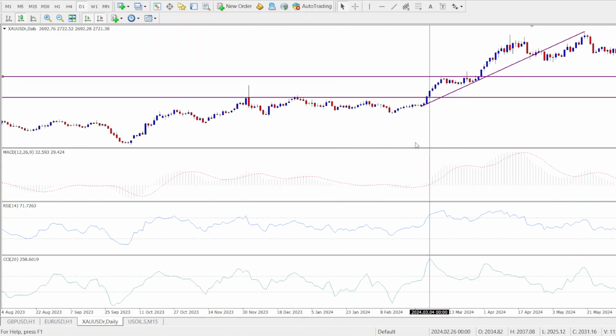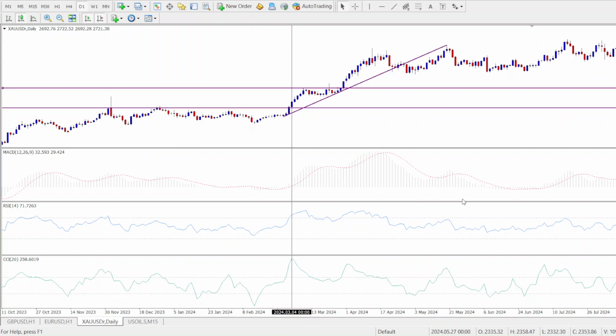Okay, and it's important to avoid choppy markets. This strategy works best in trending markets. These indicators work best in trending markets, so you might want to avoid using them in sideways or choppy markets. When you are using these indicators together, this strategy works best in trending markets.